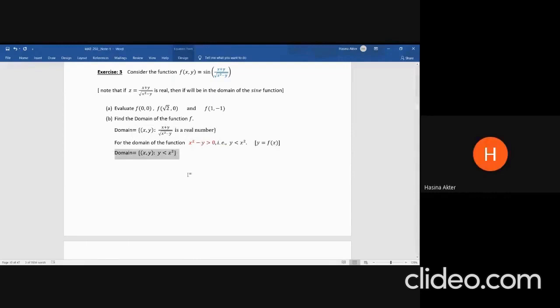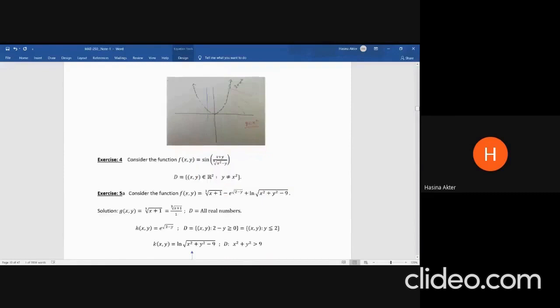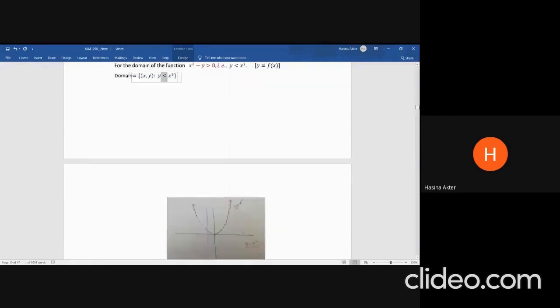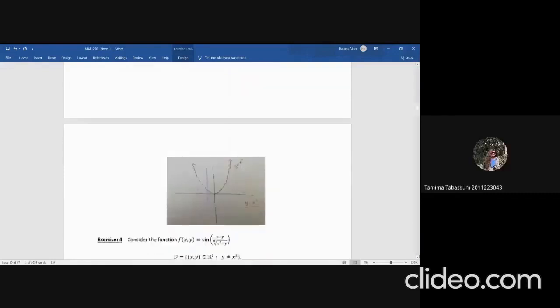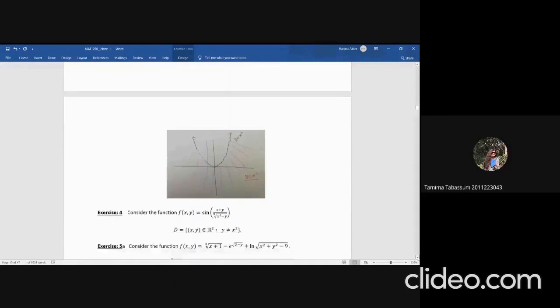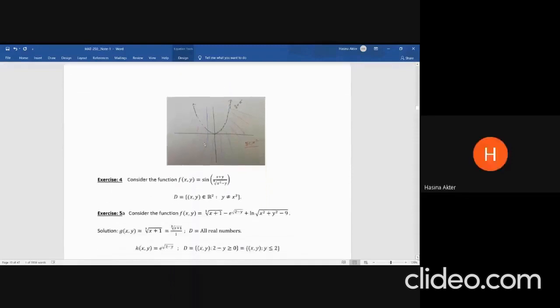Since y doesn't equal x squared, we have to draw the parabola y equals x squared using a dotted line. Do that, please. So here you go. Do you see the parabola? Yes, miss. Okay, perfect. So this is the parabola.